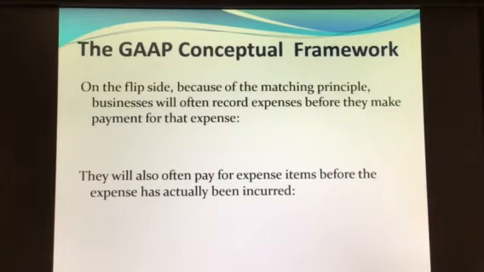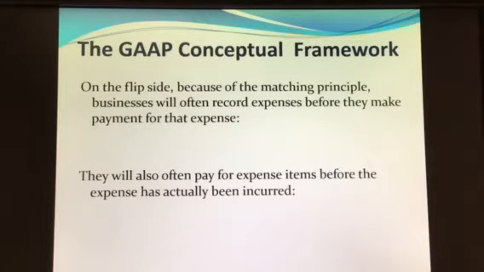On the flip side, because of the matching principle, businesses often record expenses before they make payment for that expense. Sometimes we don't even know the expenses after we've incurred them. Utilities are a prime example. Let's say a company has a calendar year end, in other words, their year ends on December 31st. They probably don't even know what the utilities bill is until sometime in January. And so they will record that expense as of year end, through an adjusting entry. We'll see those later, even though they don't pay it until a later time.